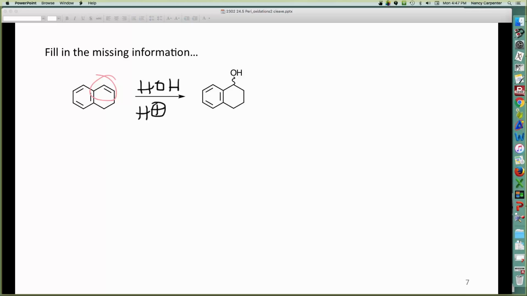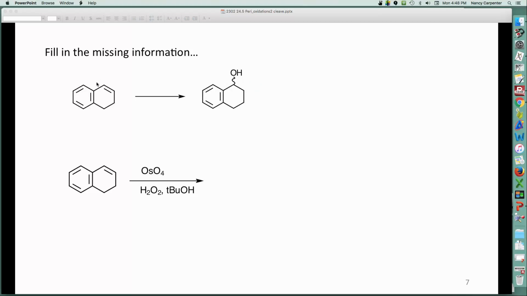I could also do this with oxymercuration. You might want to ask yourself, why does the OH end up on that carbon and not here?